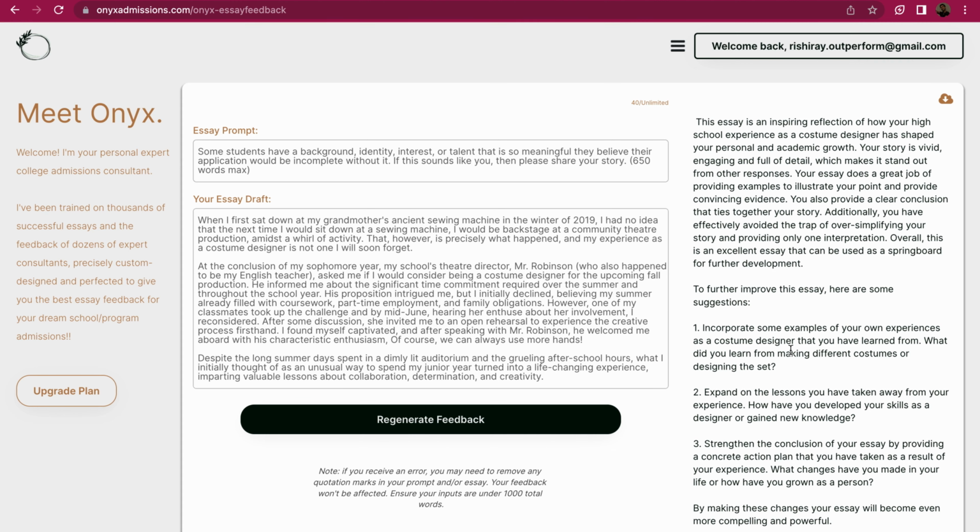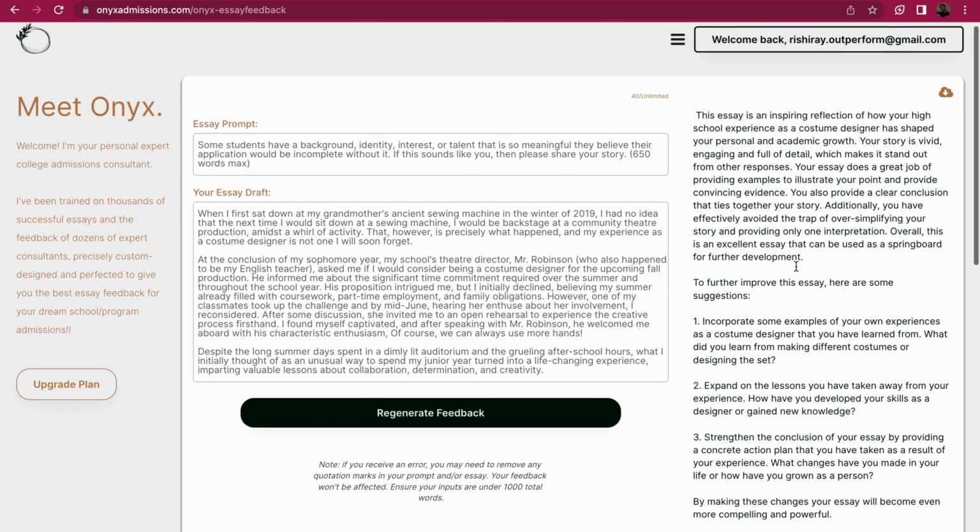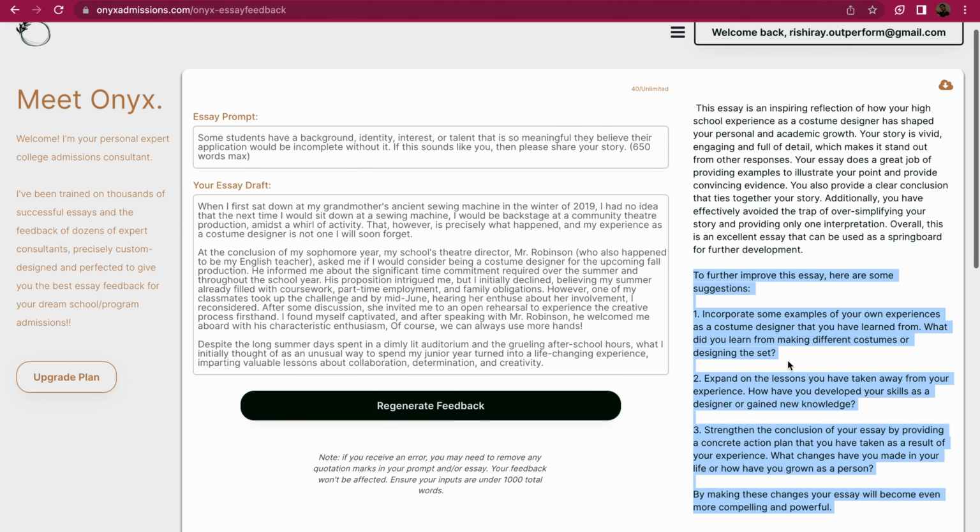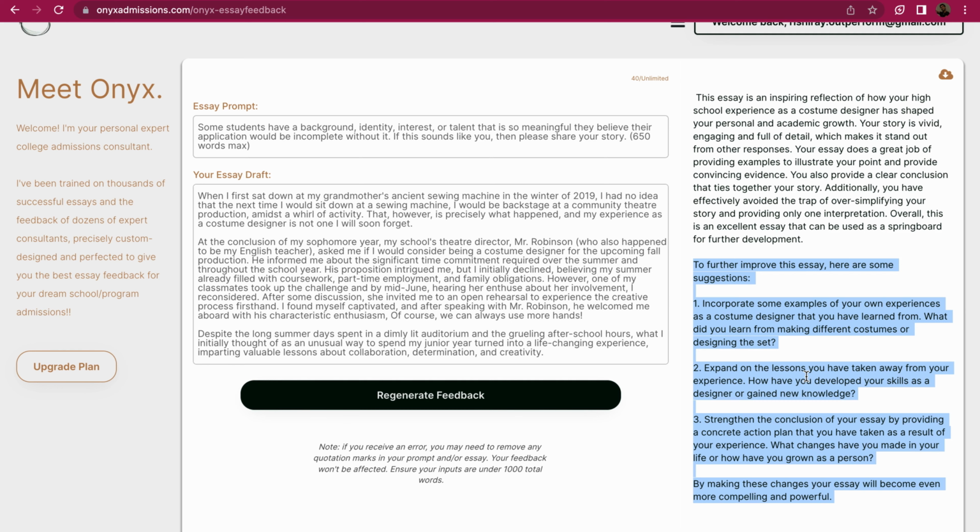And in this feedback, you'll notice the format is different. We'll go ahead and look at the critical points about how to improve this essay. Okay, and so these are the 3 big points that Onyx is saying are the most important to change. So first thing here is to incorporate some examples of your own experiences as a costume designer. What did you learn from doing specific actions in that role?